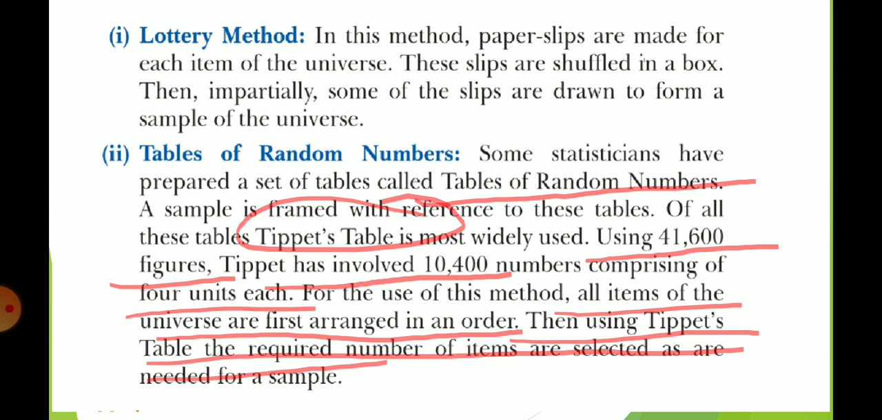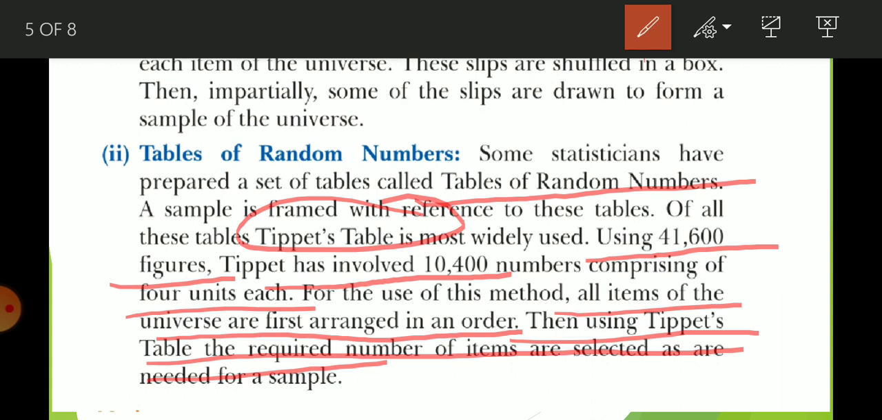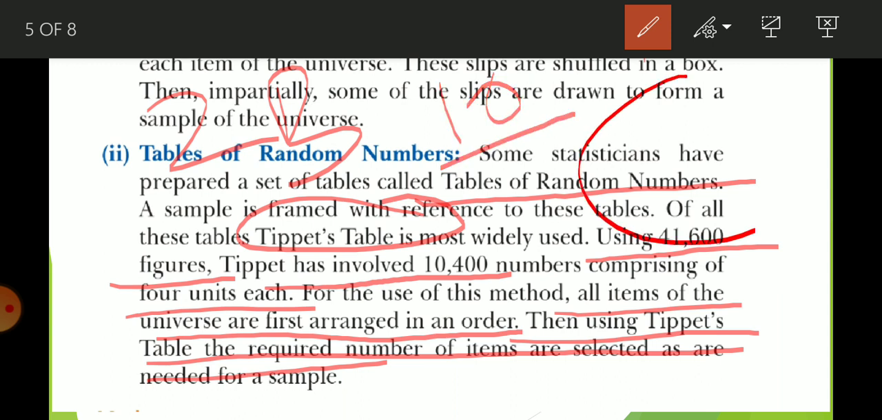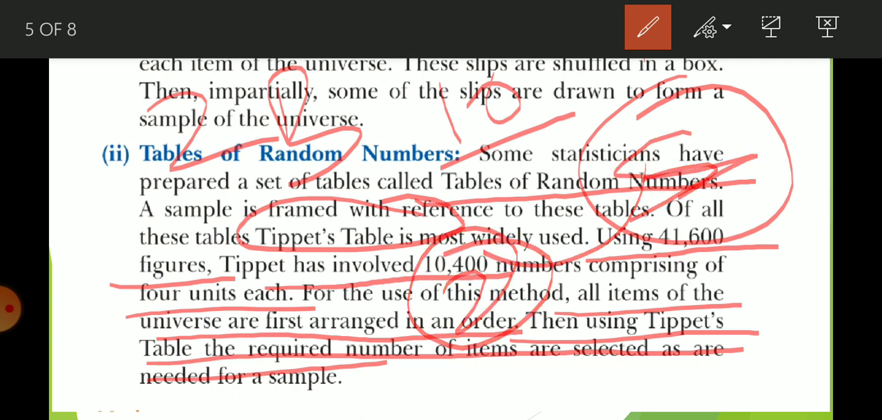But about the lottery method, suppose your games teacher wants to select two batsmen, and there are 10 students who are good in batting. So what he can do is make 10 chits, keep them in a bowl, and pick up two, and they will be selected as batsmen. So this is your lottery system.